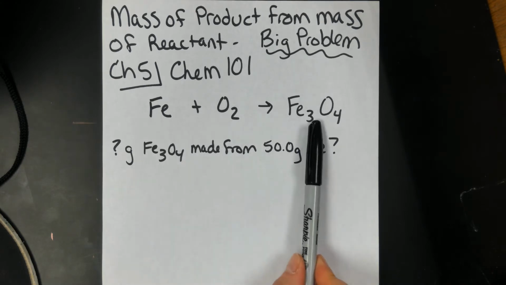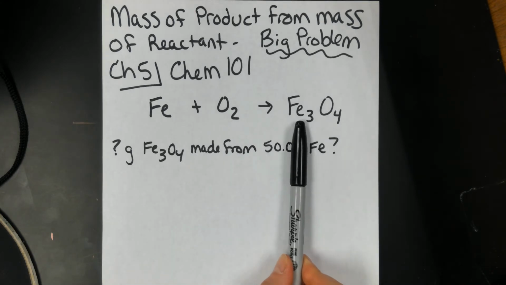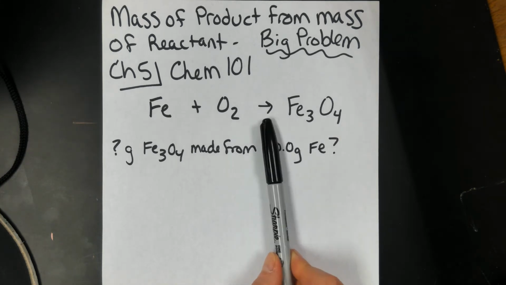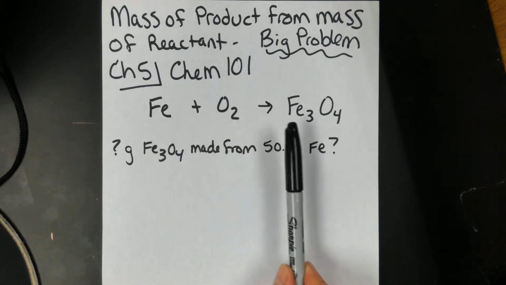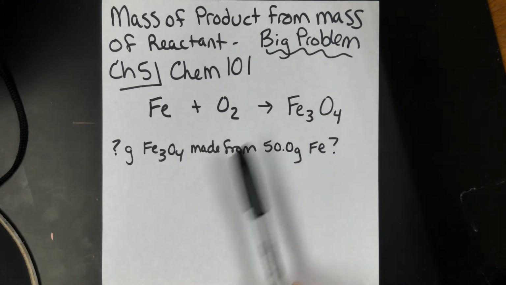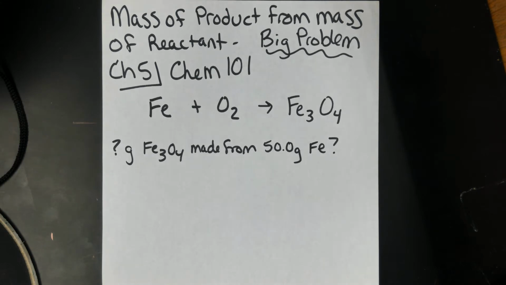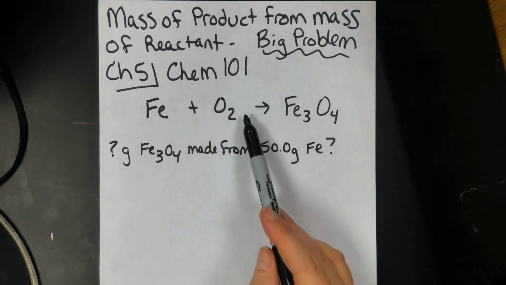We're going to have to balance this equation because it is not balanced. On the exam, I will say that you do have an unbalanced equation, so we're going to have to balance it. Then we're going to have to turn it into moles, and then mole to mole and mole to gram. So we're going to have to do all of it. Pack a lunch.